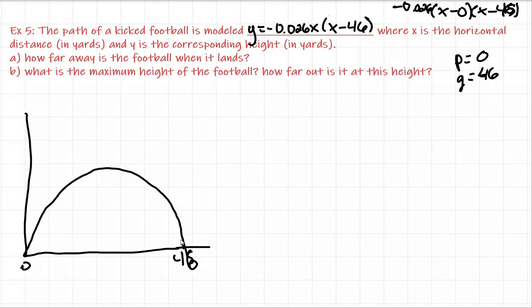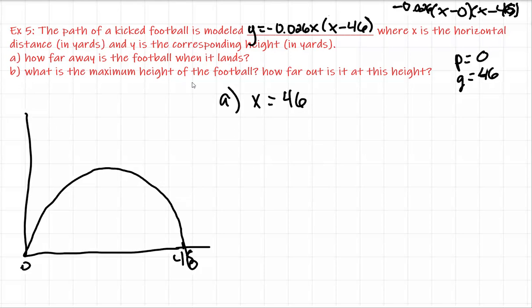So then how far away does it land? Well, it lands when the y value is 0, because our y is the height. Well, the y value is 0 here, but that's when we kick it. So then how far does it land? How far away is it when the height is 0? That part A is just x equals 46. Not too bad.